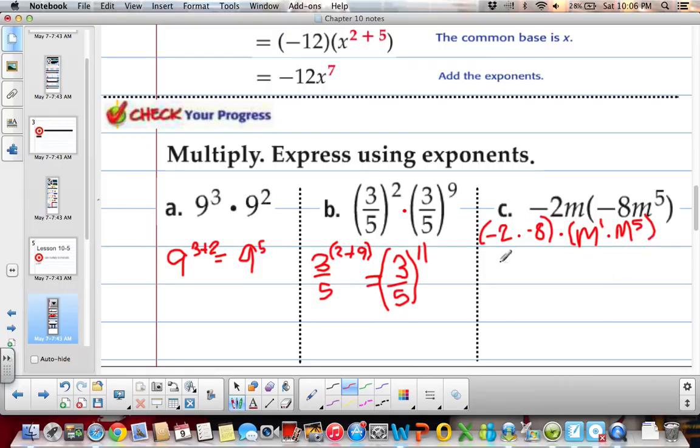All right, so we have -2 times -8 is 16. And then we have m, and we add 1 plus 5. So we're going to have 16m to the 6th.